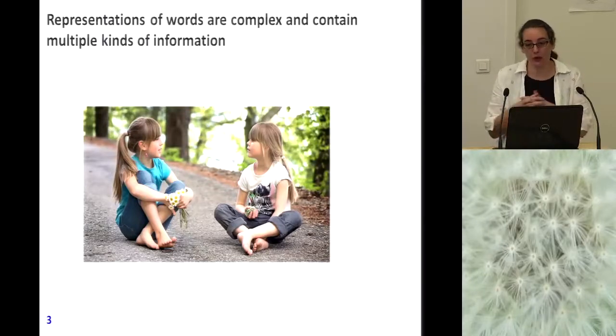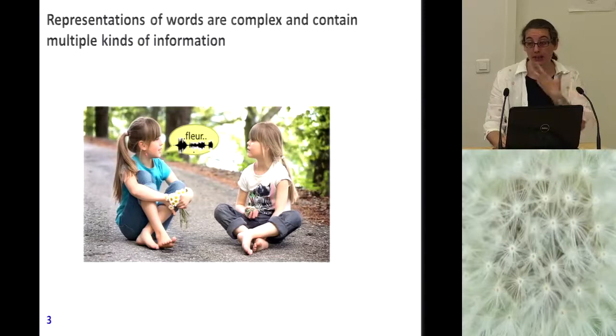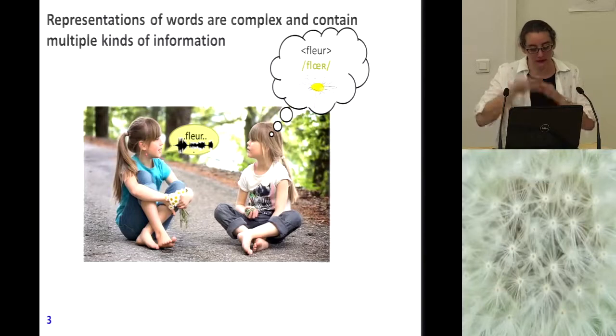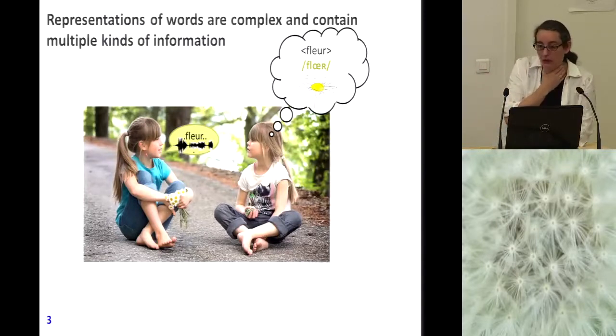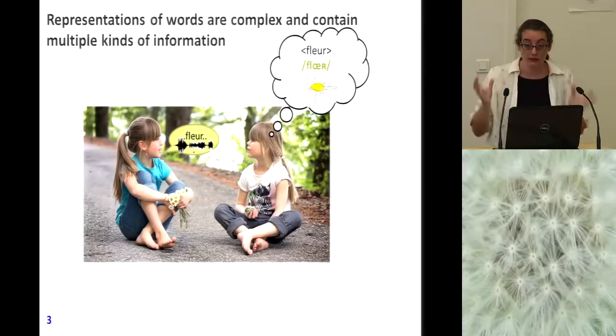And representations for words are, in fact, complex and multiple, right? They contain multiple kinds of information. And so we can take an example here of two girls talking. And one of the girls may be pronouncing a word in a sentence, something like fleur. And so the other child will hear this item within the sentence, and her perceptual system will recognize it and activate a connected representation, which is here the concept of fleur. So this is a lexical representation that contains a lot of different kinds of information.